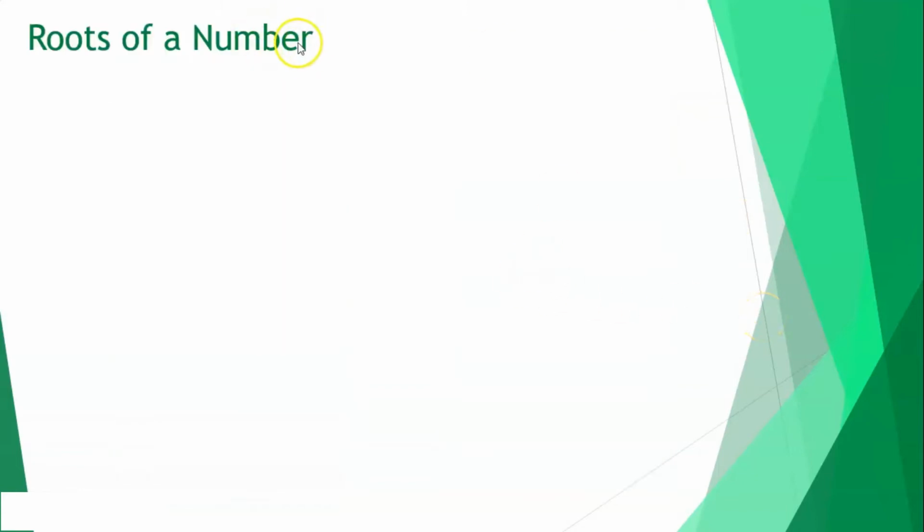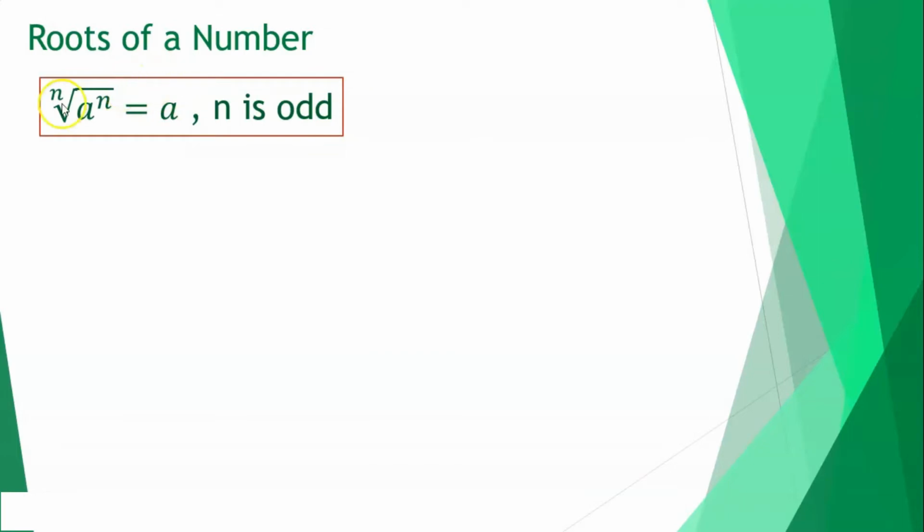Now, to be able to identify the root of a number, we need to take note of the following properties. The first one is this: the nth root of a to the power of n. The result here is a, as long as n is odd. For example, the cube root of 4 to the power of 3 is 4.